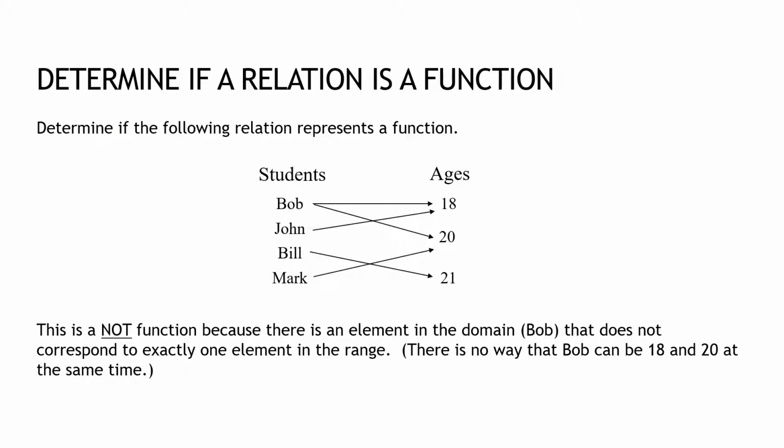So very, very similar, but this one says, is this a function? And as we just talked about on the last page, I've got an issue right here. Bob is 18 and he's 20. I should have connected that to 21. That would be a nice little fake ID humor. But you get the idea that Bob can't be both 18 and 20. So this is not a function because Bob corresponds to two elements in the range.